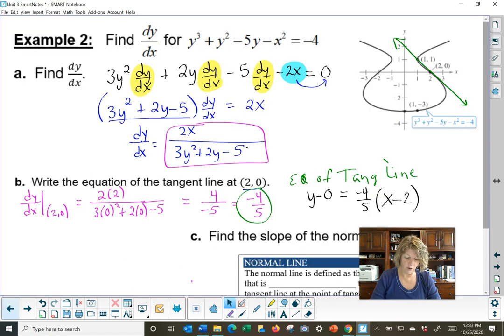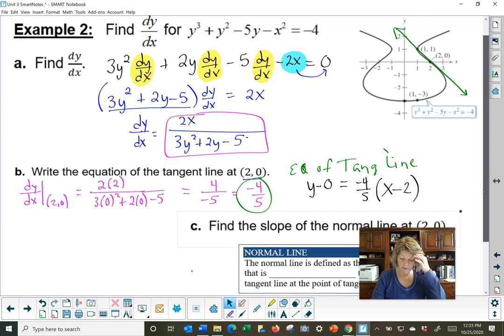Find the slope of the normal line. And you're like, what the heck is a normal line? Never had to do that one before. You're right. The equation of the normal line is new. And you have a little box down here.